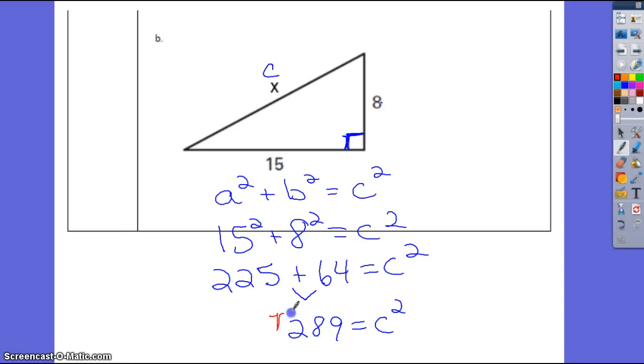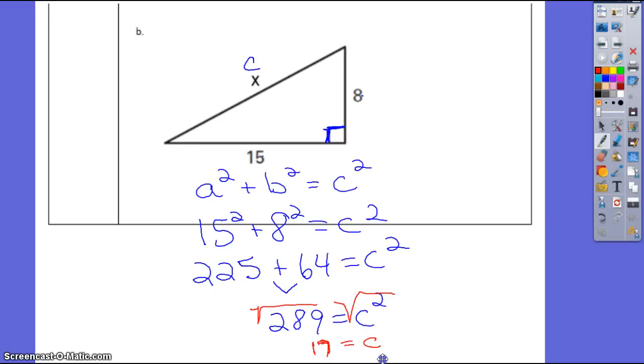Square root of that. So C equals 17. So what kind of a square is this if we just get 17? We get a whole number. What kind of a square is 289? Perfect. It's a perfect square because we got a whole number.